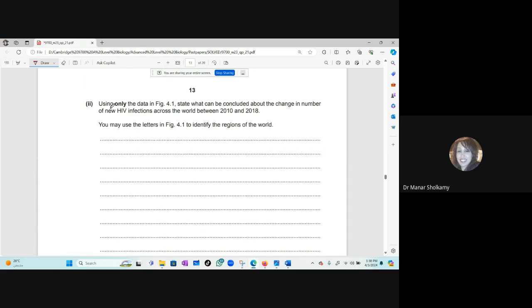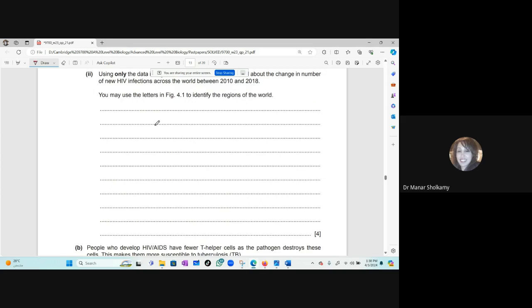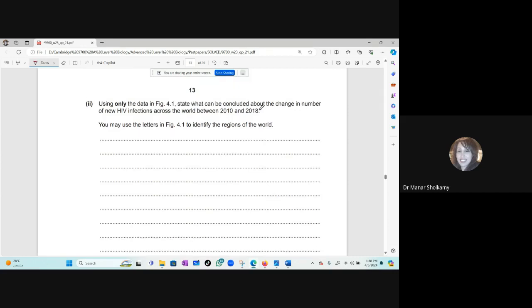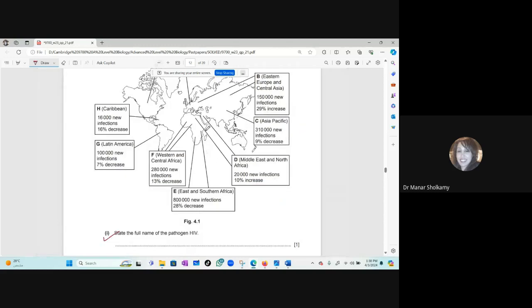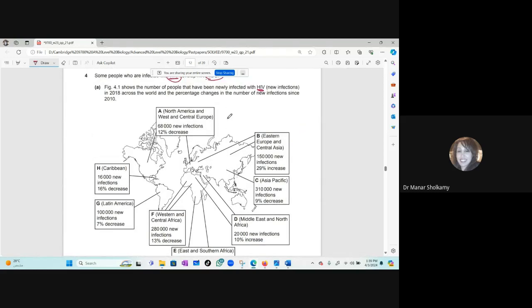And then using only the data in figure 4.1, state what can be concluded about the change in number of new HIV infections across the world between 2010 and 2018, 4 marks. You may use the letters in figure 4.1 to identify the regions of the world. Now, I want you to focus on the question. Use only the data in figure 4.1 and the command term state. So here you will actually just translate the data. You will not explain anything. So you will go to every region and mention the percentage decrease, and then you will mention the overall trend between the regions.